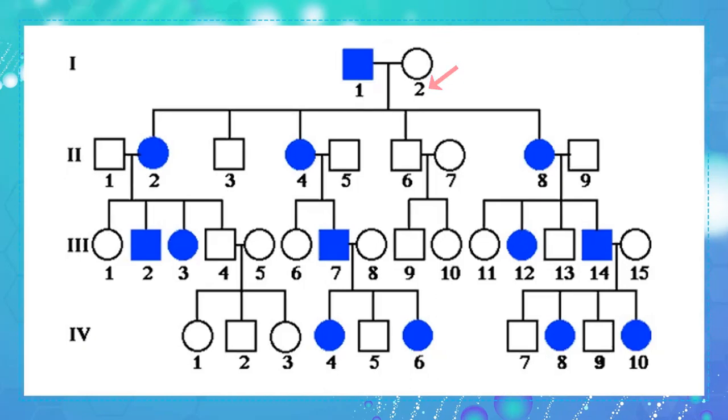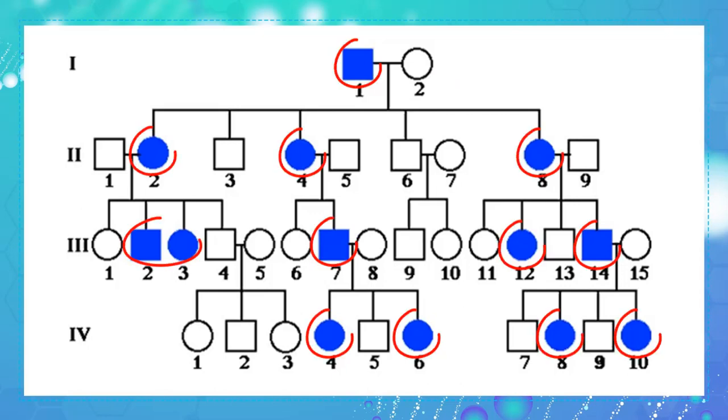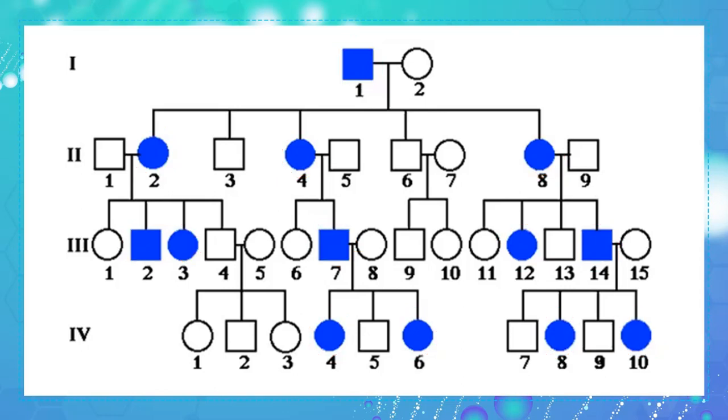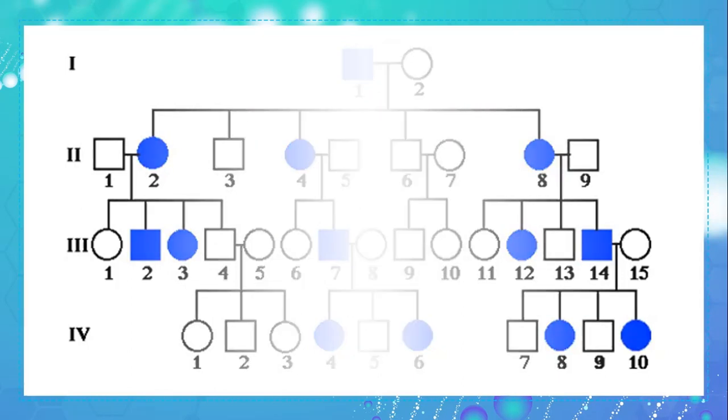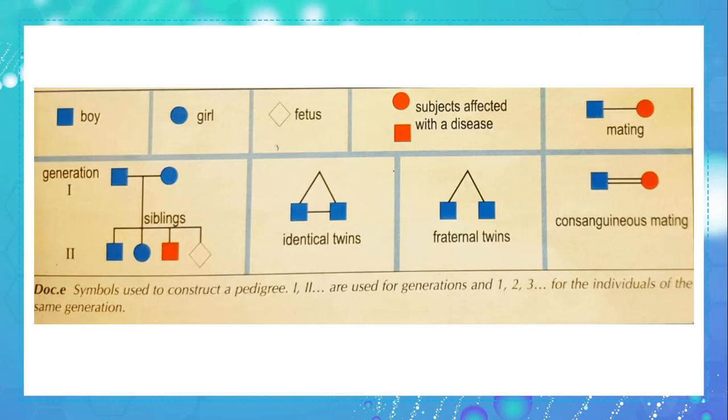And by convention, if a pedigree is studying the transmission of a certain allele, then all colored symbols represent members that have this allele expressed in their phenotype, while empty symbols represent members that do not express the allele under study in their phenotype. The most common standardized symbols that are used in a pedigree are shown in document E, page 93 of your books.